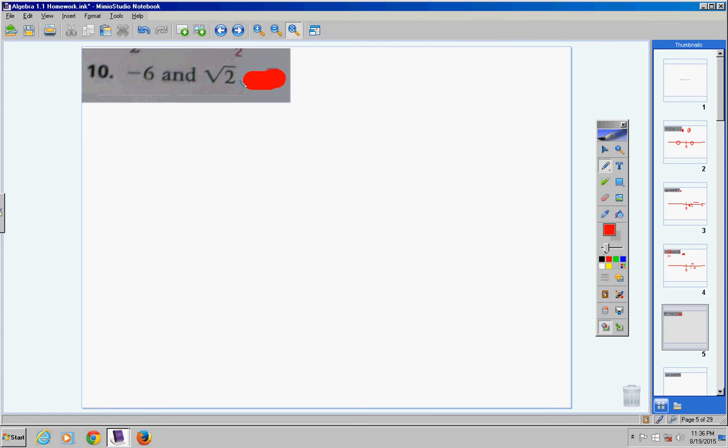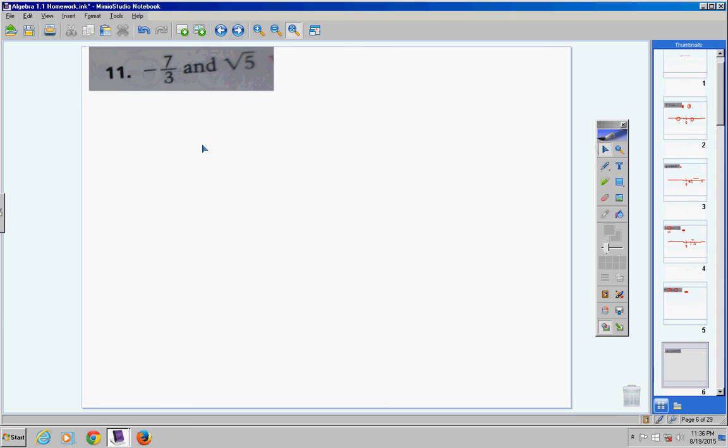Number 10, look, when one number's negative and one number's positive, we know right away the greater number's the positive number, so the answer would be square root of 2. Number 11, once again, if one number's negative and one number's positive, we know the greater number is always going to be the positive number, so the answer would be square root of 5.